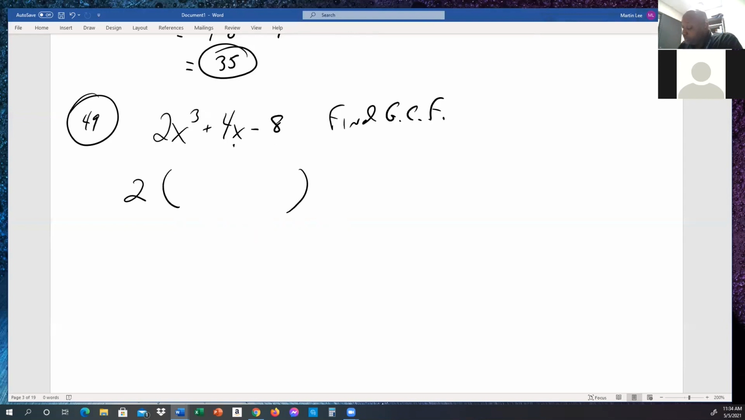So that's going to leave me with, okay, 2 times what gives me 2x to the third, which is x to the third, plus 2 times what gives me 4x, 2x. And now 2 times what gives me a negative 8, a negative 4. And that's all that can be factored, so we stop here. So we wound up with 2 times x to the third plus 2x minus 4.